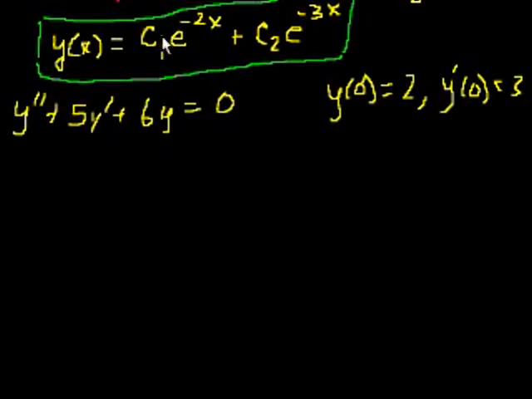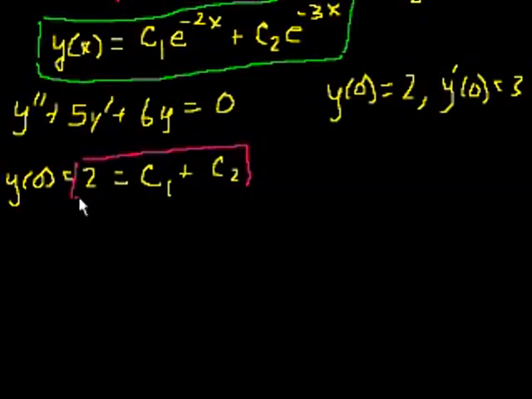So how do we use these to solve for C1 and C2? Well, let's just use the first initial condition, y of 0 is equal to 2. So y of 0 is equal to 2, which is equal to, essentially just substituting 0 into this equation, C1 times e to the -2 times 0. That's essentially e to the 0, so that's just 1. So it's C1 times 1, which is just C1, plus C2 times e to the -3 times 0, which is e to the 0, so it's just 1. So plus C2. So the first equation we get when we substitute our first initial condition is C1 plus C2 is equal to 2.